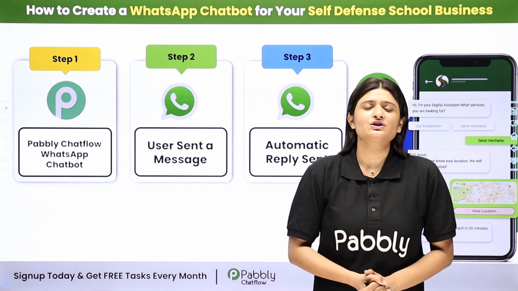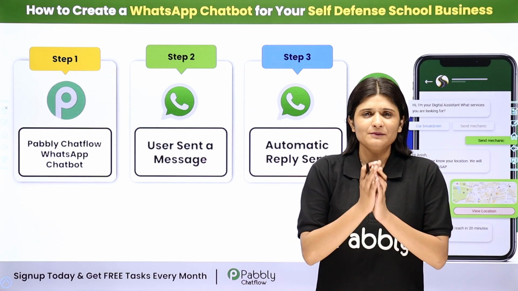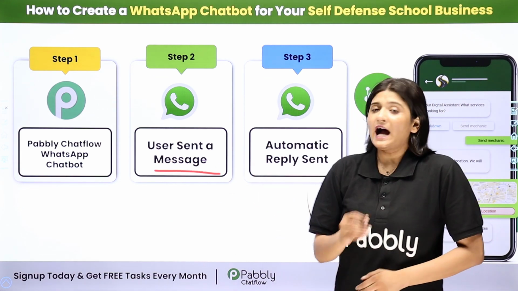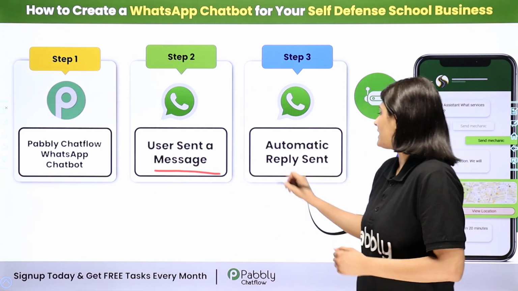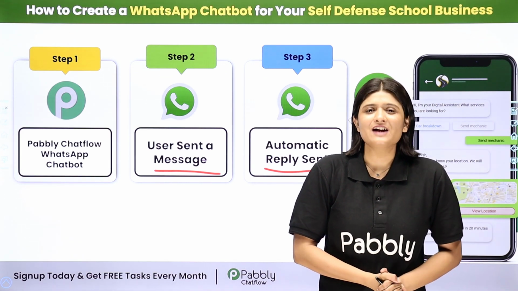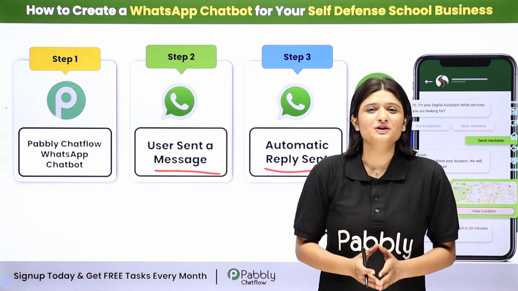And to do this automation, I am going to create a WhatsApp chatbot with the help of Pabbly Chatflow. With the help of this WhatsApp chatbot, whenever a user sends me a message, I am automatically going to reply to them according to their queries. Now, if you want to learn the step-by-step process of how you can create this WhatsApp chatbot with the help of Pabbly Chatflow, then let me take you all to my screen.